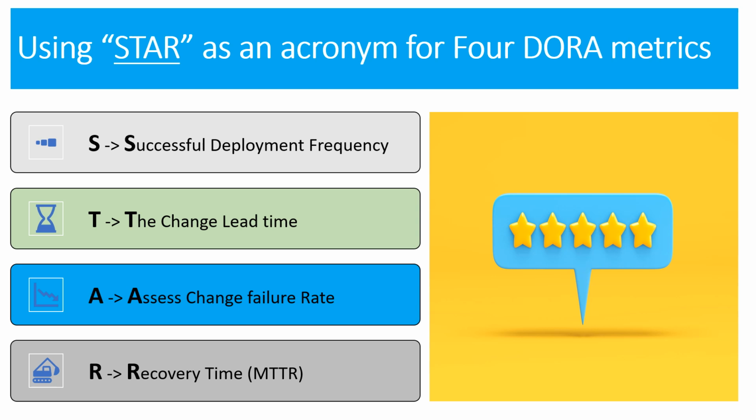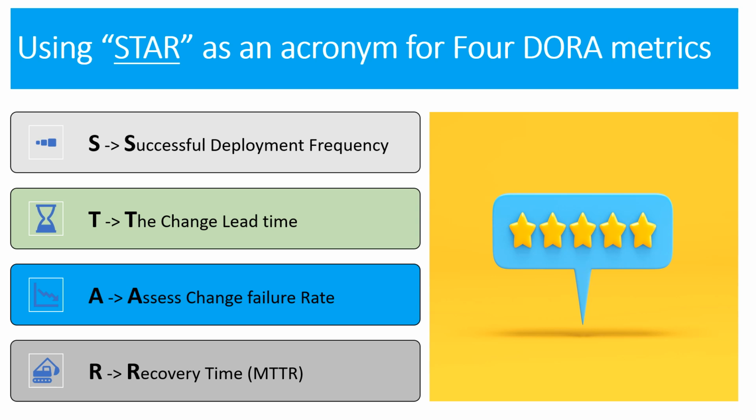Now, how can we use an acronym for remembering these four metrics? I have just termed it STAR. We will use STAR as an acronym for the four DORA metrics, where S stands for successful deployment frequency, T is for the change lead time, A is for change failure rate, and R is our recovery time, which we are also calling MTTR.